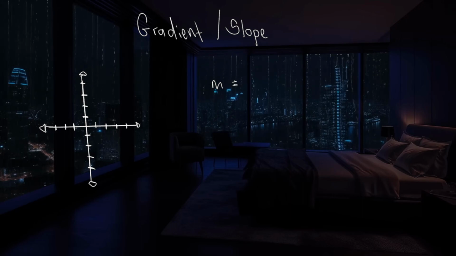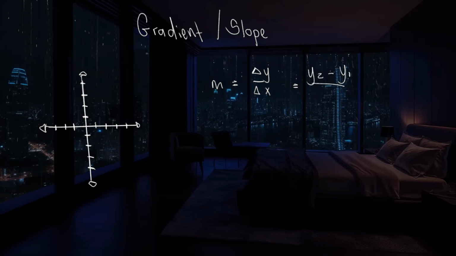Okay. Now to calculate m, we have two methods. We can say delta y over delta x, which is just a Greek symbol for me that means the change in. This translates to the difference in y over the difference in x. So change in y over change in x. Now what exactly does this mean?